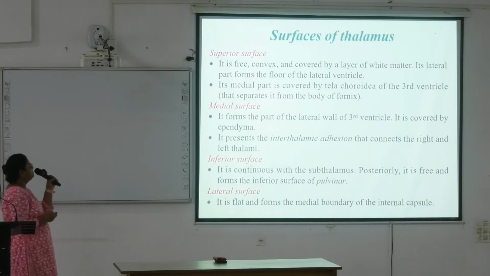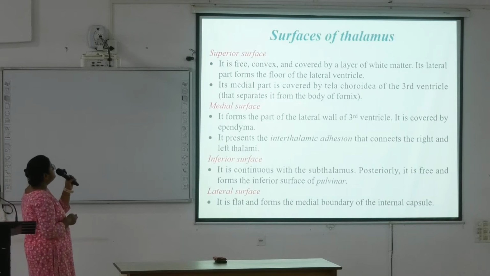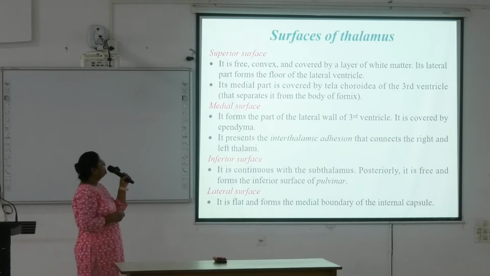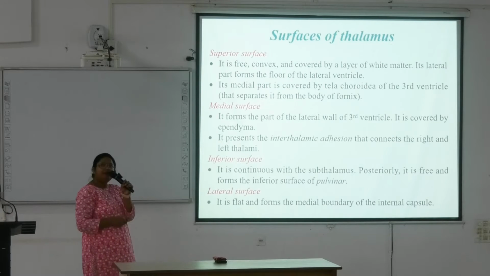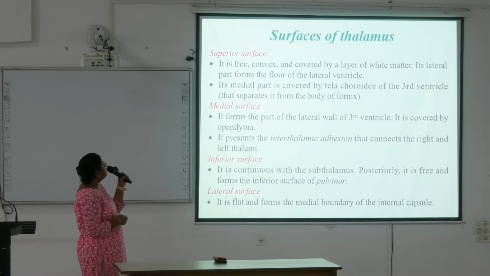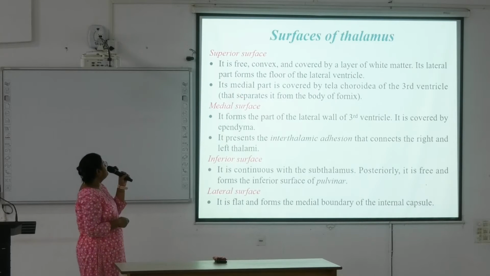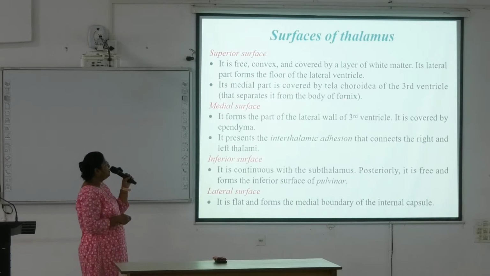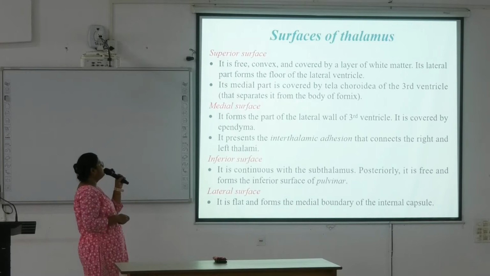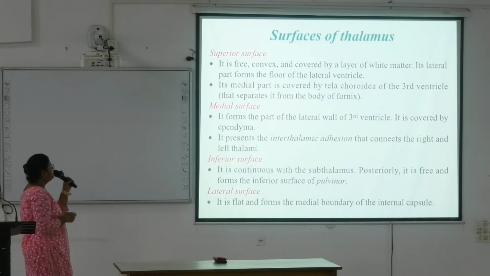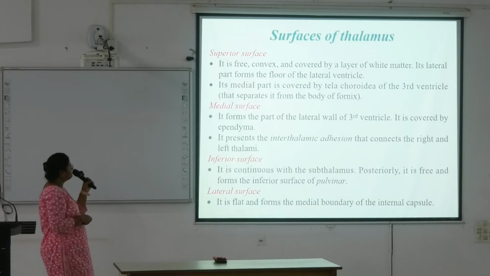Next we go to surfaces of the thalamus. First, the superior surface. It is free, convex and covered by a layer of white matter, and its lateral part forms the floor of the lateral ventricle. Its medial part is covered by tela choroidea of the third ventricle that separates it from the body of the fornix. So this is relation of superior surface.